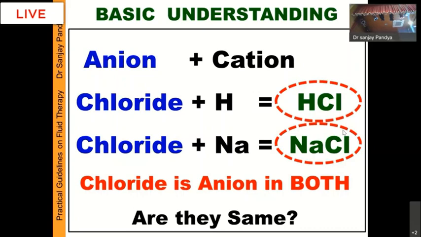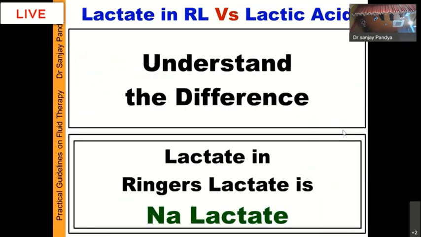Is it equally acidic, like hydrochloric acid? Yes or no? No. So chloride is the anion in both, but its physical characteristics will be determined by the presence of the associated cation. When the cation is H, it is a strong acid. When the cation is sodium, it's almost neutral. Likewise, lactate in Ringer's lactate is a sodium lactate.